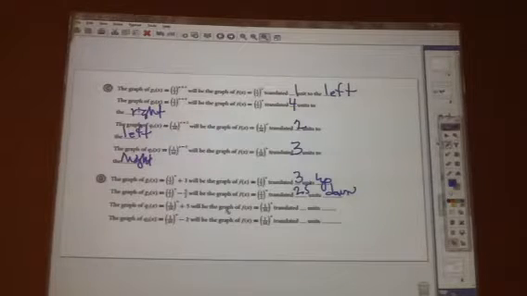The graph of q of x equals 1/10 to the x plus 5 will be the graph of f of x equals 1/10 to the x translated 5 units up. The graph of q of x equals 1/10 to the x minus 2 will be the graph of f of x equals 1/10 to the x translated 2 units down. Any questions on translations?